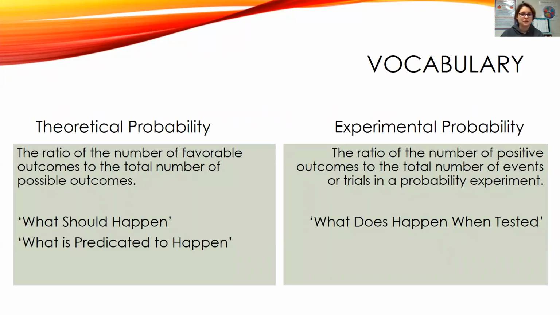So let's define our two types of probability. Theoretical probability you'll find is very similar to what we did in the previous video with simple events. It's the ratio of the number of favorable outcomes to the total number of possible outcomes. So we say this is what should happen or what's predicted to happen. Experimental probability, on the other hand, is the ratio of the number of positive outcomes to the total number of events or trials in the probability experiment. So this is what does happen when we actually test it out.